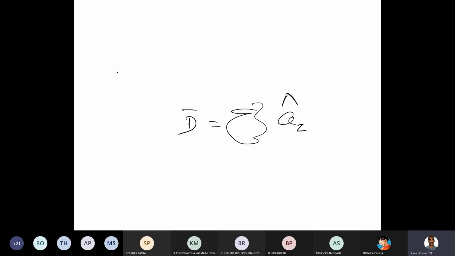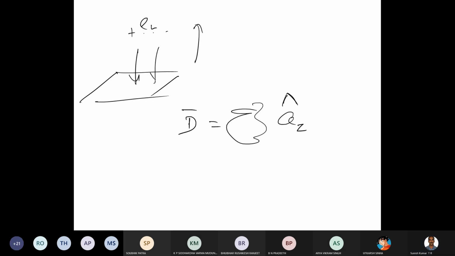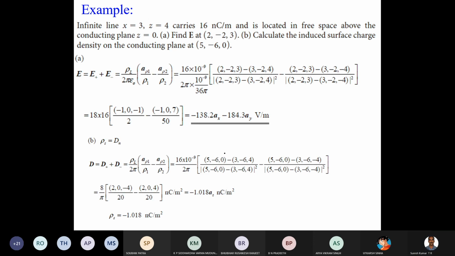Okay, and in this case, this is a plane, and the rho L is at the top, so it is positive, right? It is a positive charge. Then what should be the direction of the electric field? This should be the direction of the electric field. So then it should be minus az, right? Guys, understand, it is minus az. It is not plus az. Hope you know the reason.